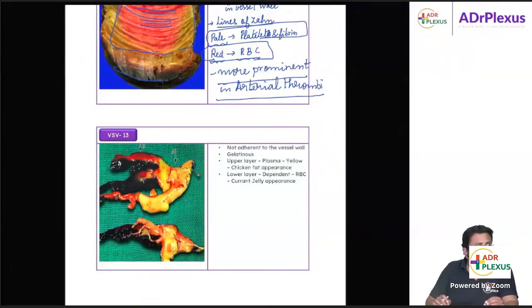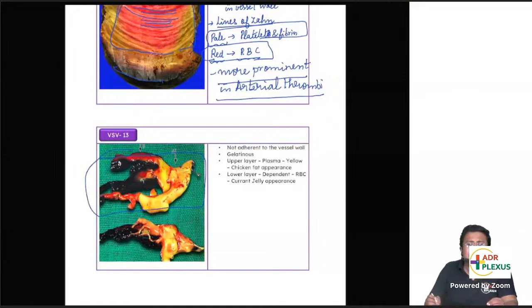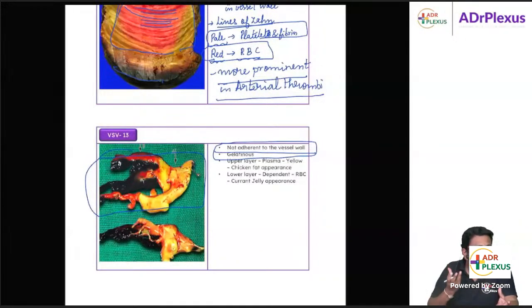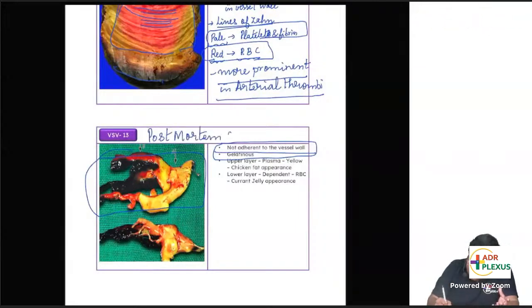And what is this? So this is actually taken from a blood vessel of a person after death. This finding is not attached to the vessel wall, and it is appearing somewhat gelatinous in nature. And this is the post-mortem clot.